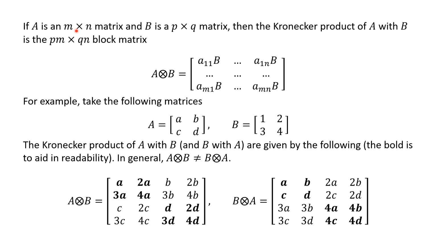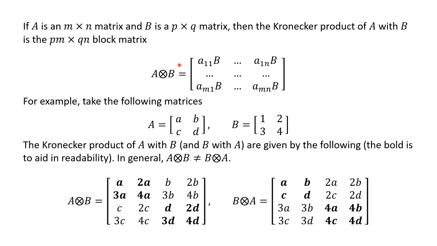If A is an M by N matrix and B is a P by Q matrix, then the Kronecker product of A with B is the PM by QN block matrix. So we're multiplying M times P and then N times Q. And you get this very large matrix here.